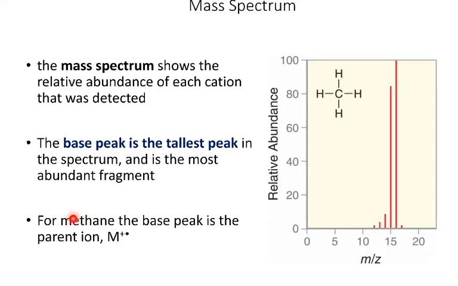In methane, the base peak happens to be the parent ion, right? And we can see, right, the mass of methane should be 12 for the carbon, plus 1 for each of the hydrogens, so it should come in about 16, right? And that is what we see for the base peak. Usually we will see a really small peak above the parent ion and the base peak. We'll talk about where that comes from in a later slide.